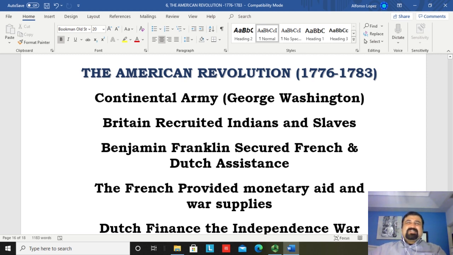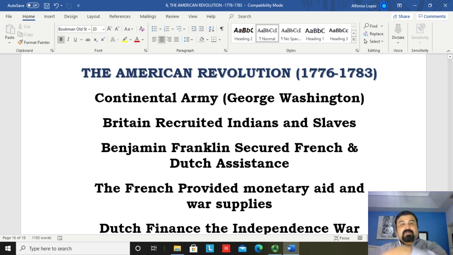Great Britain is going to rely on the assistance of Native Americans in this case. It is true, Great Britain is going to send a lot of troops to the colonies to fight the colonists, the rebels in this case, but also, just like France before in the French and Indian War, rely on the assistance of the Native Americans. Likewise, Great Britain is going to reach out to the natives.